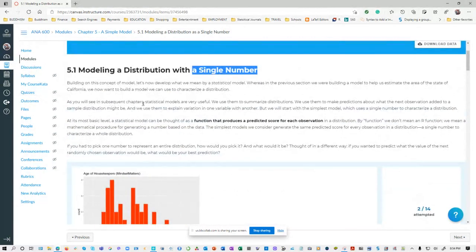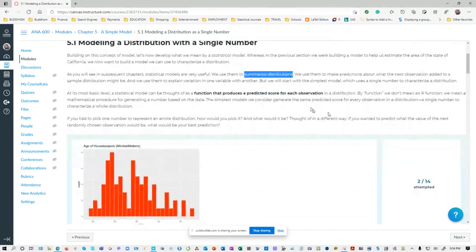As you will see in the subsequent chapters, statistical models are very useful. We use them to summarize distributions. We use them to make predictions about what the next observation added to the sample distribution might be. And we use them to explain variation in one variable with another. But we still start with the simplest model, in which we use a single number to characterize the distribution.